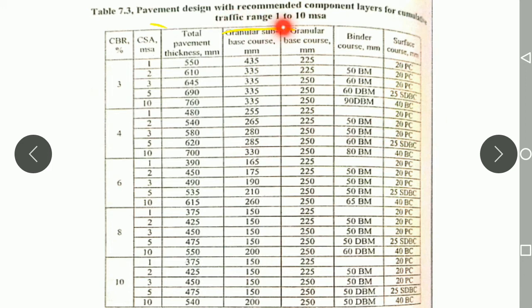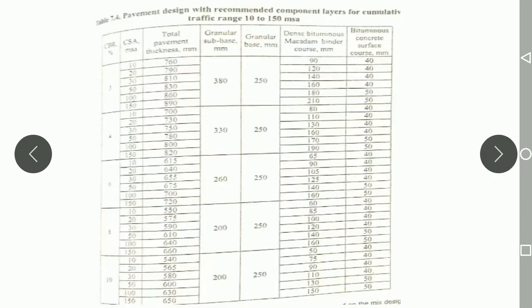The different layers provided in this pavement are the granular sub-base course, that is GSB, the granular base course, binder course, and surface course. The thickness of the respective layers has been described here. From this you need to take the values. So this is the CBR value, and this is the cumulative number of standard axle values. If the cumulative standard axle value is 1 to 10, only then can you use this chart. Otherwise you have to move to the other chart.